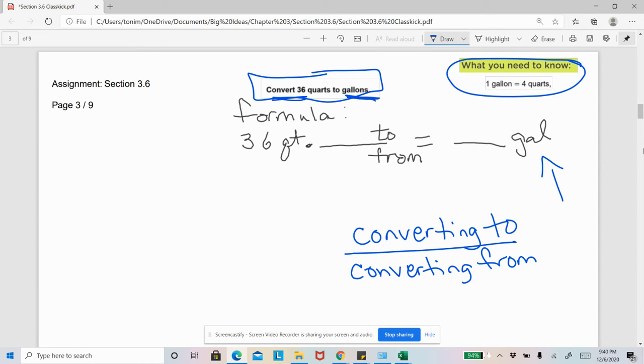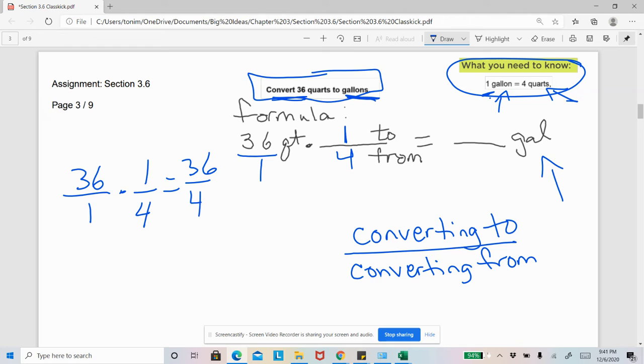All right, so what are we converting to? We're converting to gallons. Well, gallons is 1. So you're going to put a 1 up here. What are you converting from? Well, we're converting from quarts. So let's go up here, and what's my quarts? 4. So you're going to put a 4 next to your from. So what's great is you know that this is multiplication. You're going to make this a fraction, 1/4, and now you're just going to do the multiplication. So 36 over 1 times 1/4 gives me 36 over 4, and that's what you're writing over here.